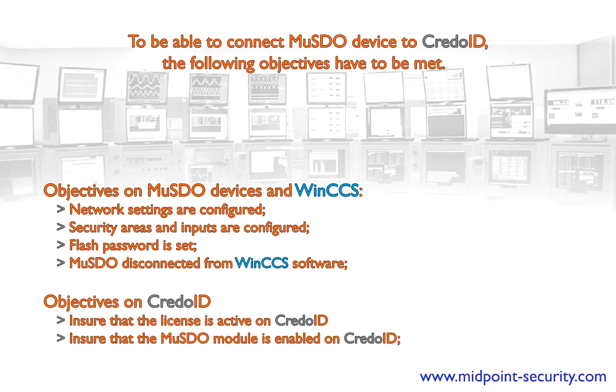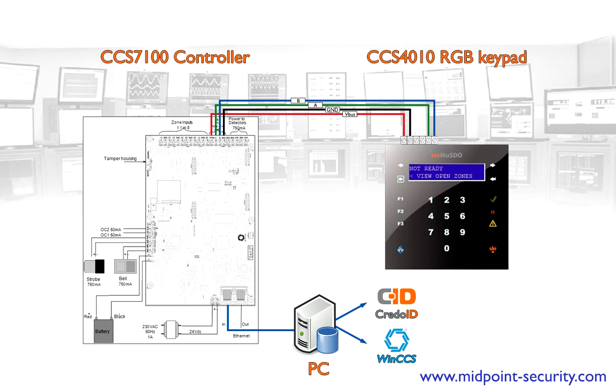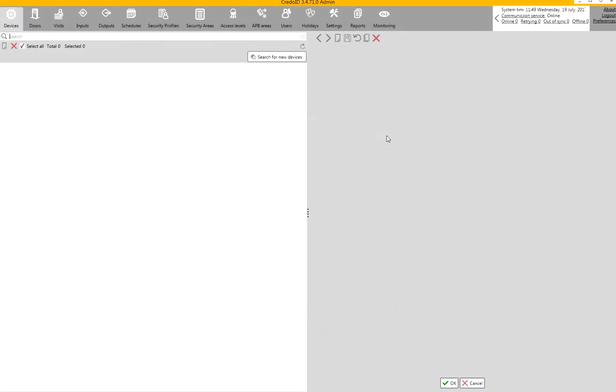Firstly, through MuSDO device and WinCCS software, network settings, security areas and inputs have to be configured. Flash password has to be set. And lastly, the device has to be disconnected from WinCCS software. On CredoID software, you have to ensure that the required licenses are activated and their modules enabled. I already have my MuSDO device configured and prepared for this tutorial, to the point where I have disconnected the device from WinCCS software. Alright, before adding MuSDO device to CredoID, few pre-checks have to be made.